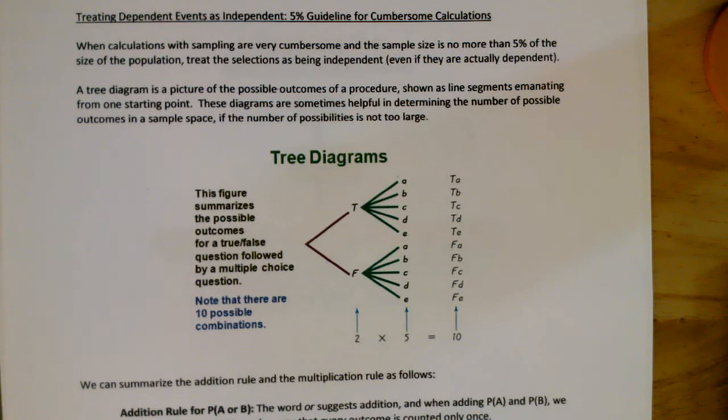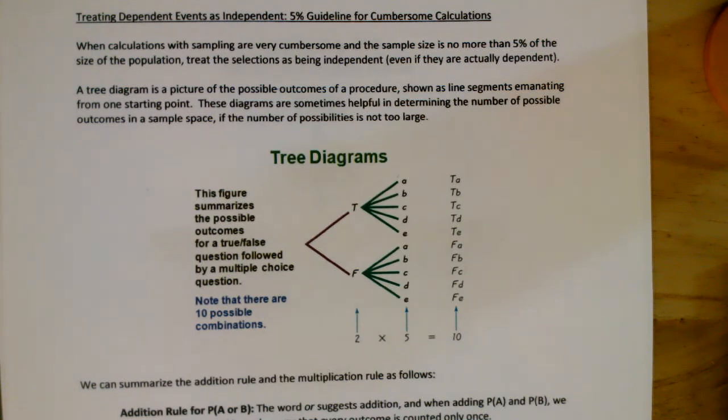And here, a tree diagram is a picture of the possible outcomes of a procedure shown in line segments emanating from one starting point. These diagrams are sometimes helpful in determining the number of possible outcomes in a sample space if the number of possibilities is not too large.